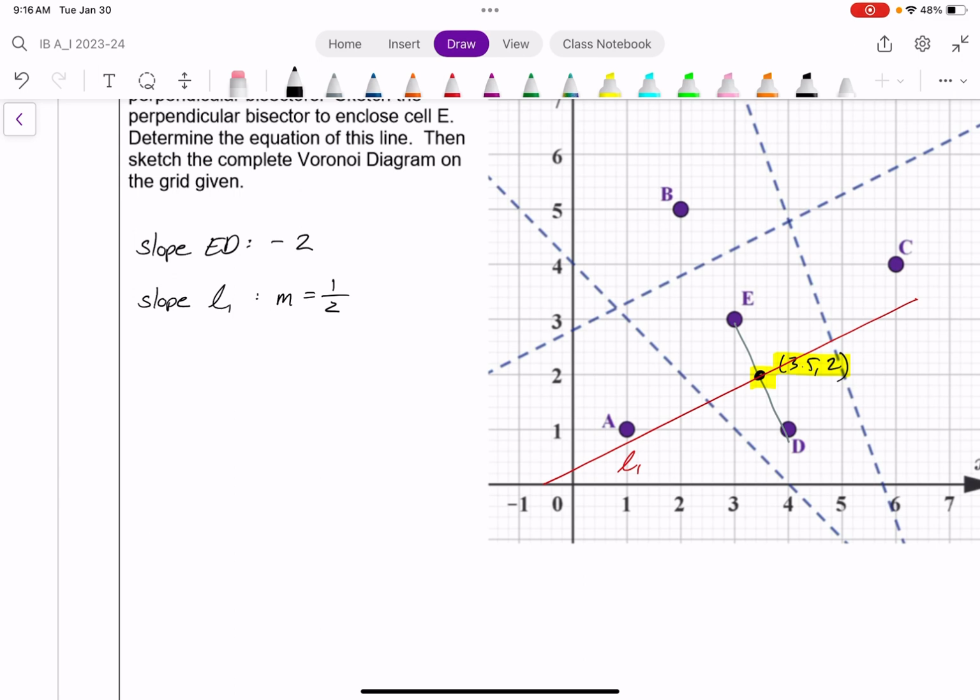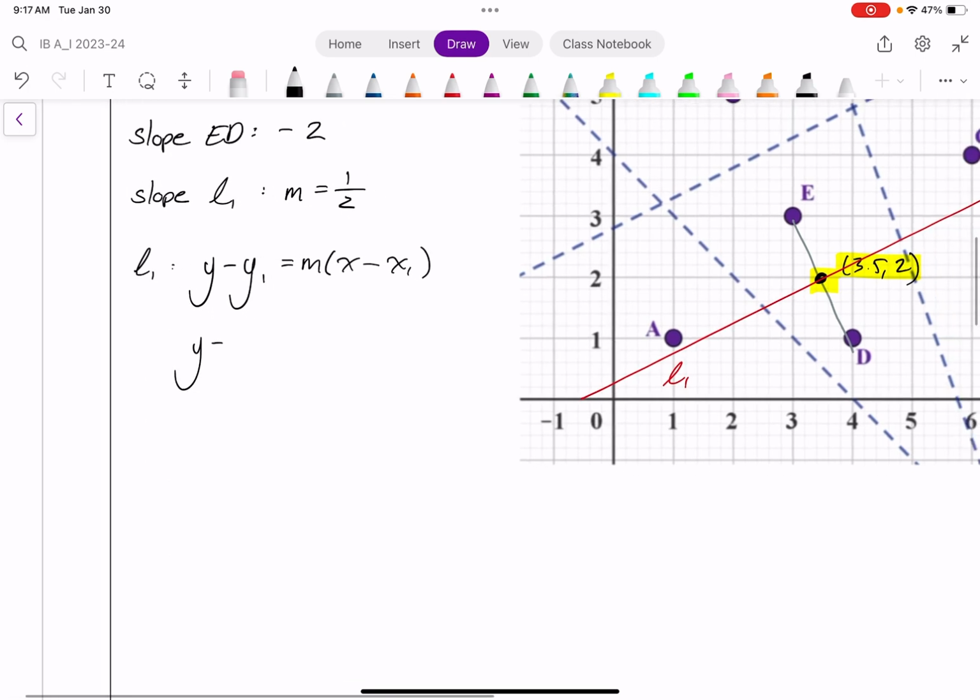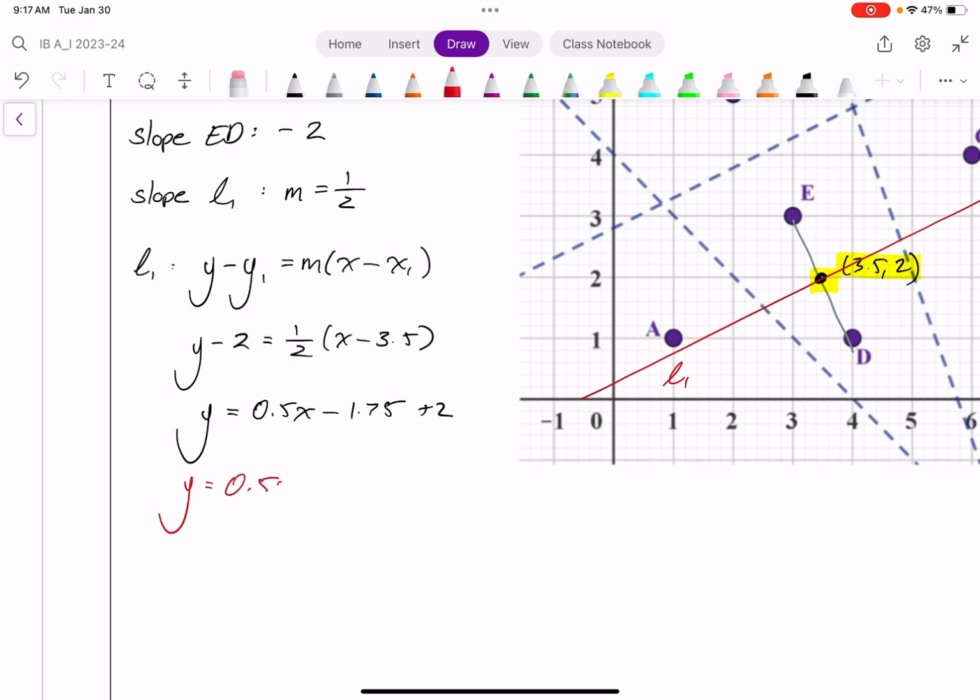And now I can find the equation of that line I've drawn in red because I know the slope and I know a single point. So for L1, I can use the slope-point formula, or gradient-point formula. In this case, the point I'm looking at is (3.5, 2). It doesn't specify what form to put my equation in, so I'll just isolate y and put it in slope-intercept form. I'll decimalize everything, just because, why not? I get y equals 0.5x minus 1.75 plus 2. So that equation that I've shown in red, actually I'll write it here in red, is y = 1/2 x + 0.25.